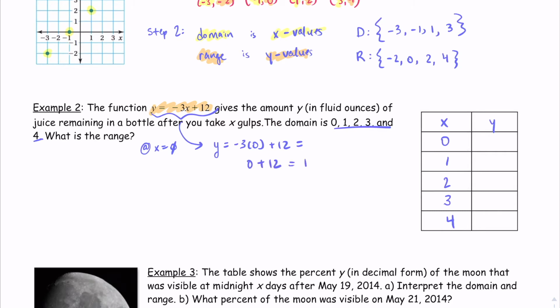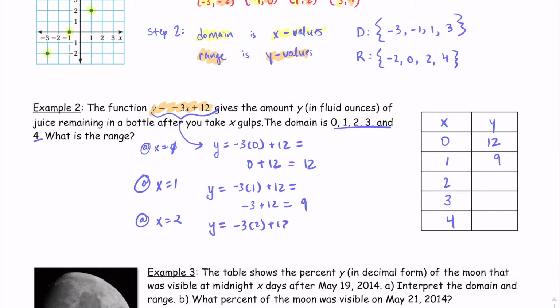So I get 12. So at x equals 0, y is equal to 12. And I do that for all of them. So at x equals 1, right? So now we plug in 1: negative 3 times 1 plus 12 equals negative 3 plus 12, this is 9, okay? At x equals 2, y equals negative 3 times 2 plus 12, negative 6 plus 12 equals 6.